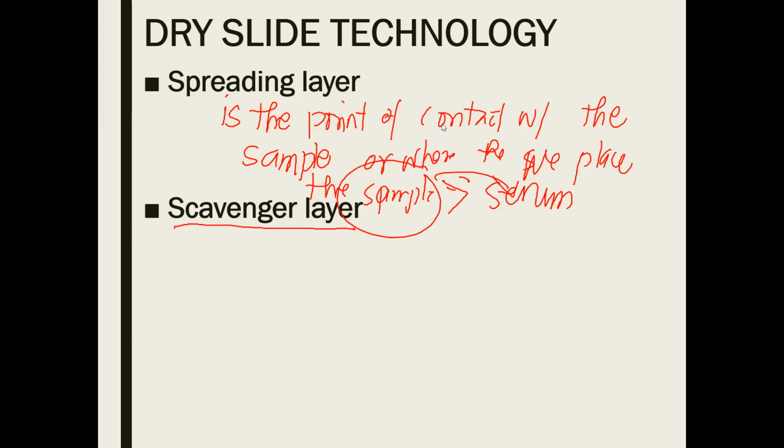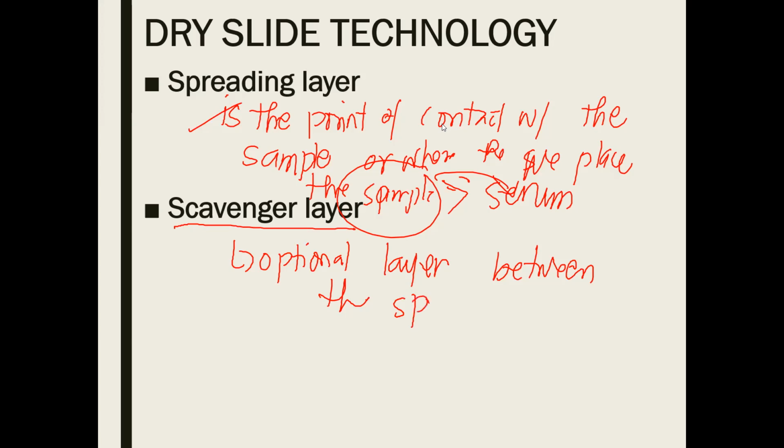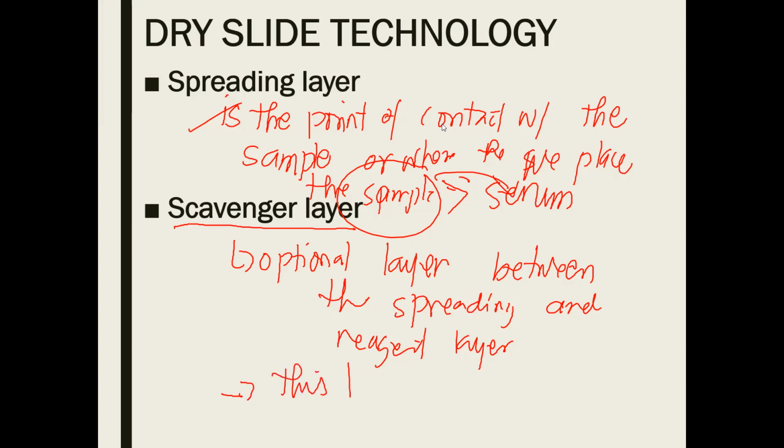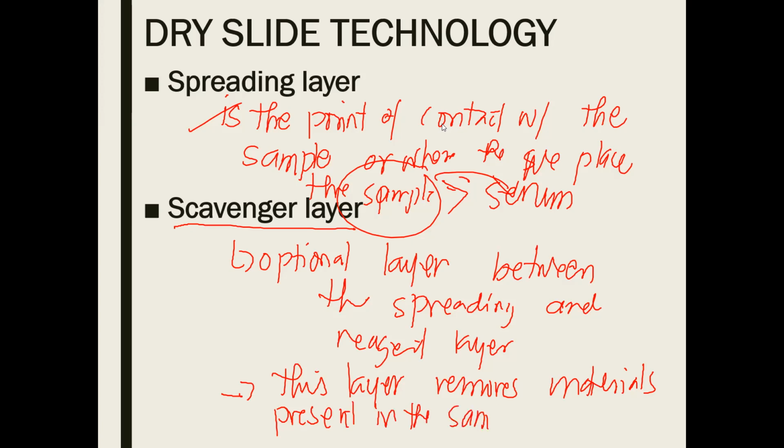Now, when we said scavenger layer, this is an optional layer. Again, this is an optional layer between the spreading and reagent layer. Okay. Take note also that our scavenger layer removes materials present in the sample. Okay. This removes the materials present in the sample.